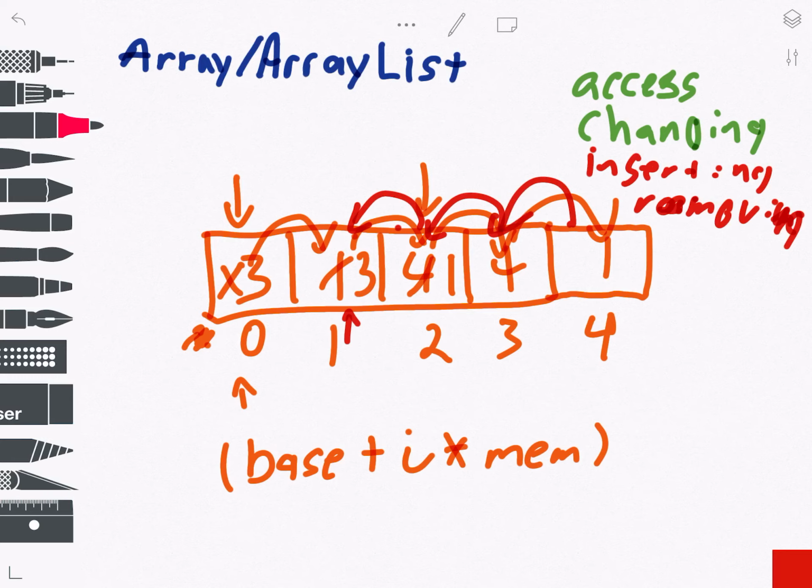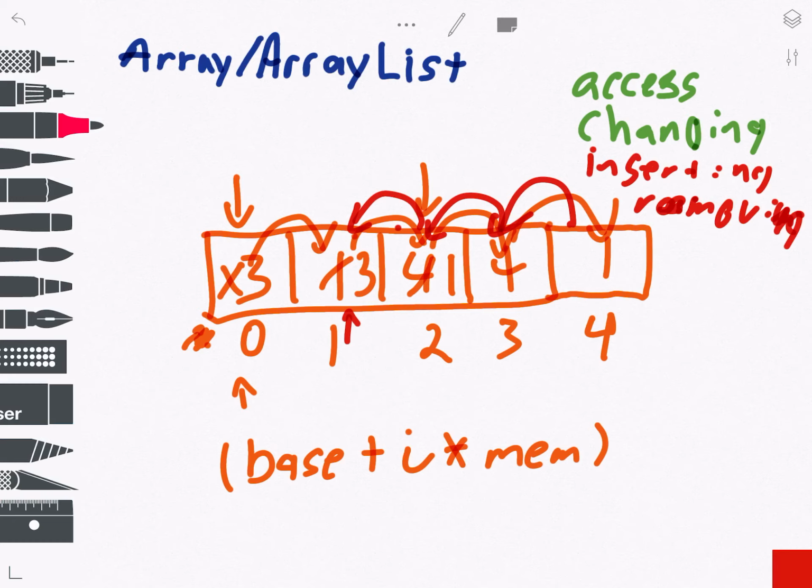So arrays, array lists, good things are getting access to a value very quickly at a certain index, changing a value at a certain index very quick, but inserting or removing and keeping the old values and just kind of moving them along and maintaining position becomes very slow.